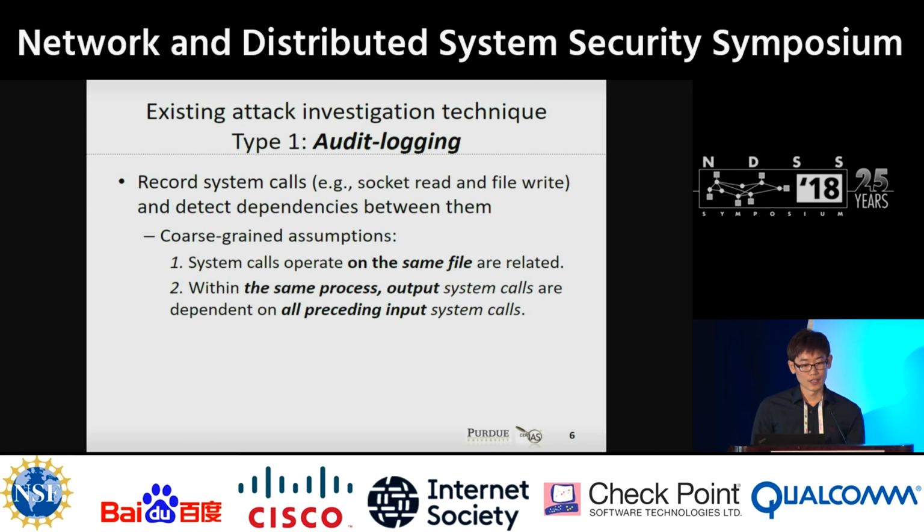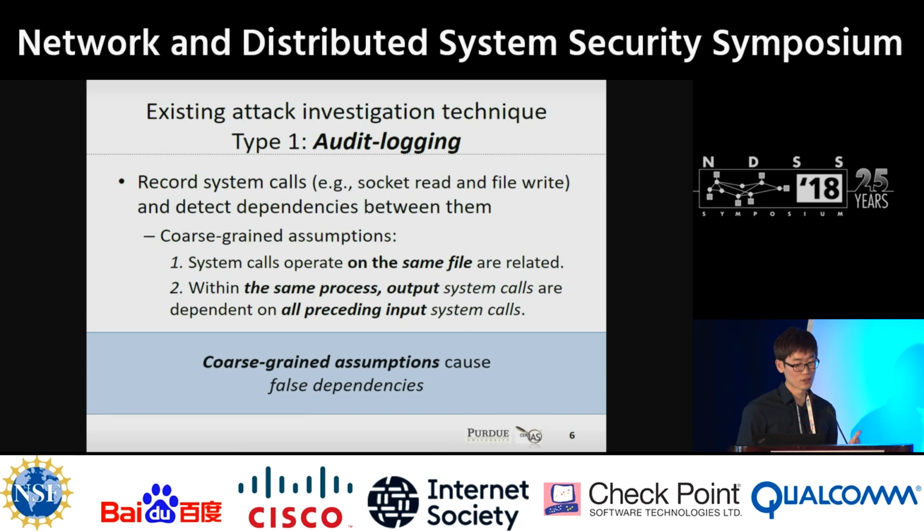For example, audit logging-based systems assume that system calls operating on the same files are all related, and also that within the same process, output system calls are dependent on all preceding input system calls. And such coarse dependency causes false dependencies.